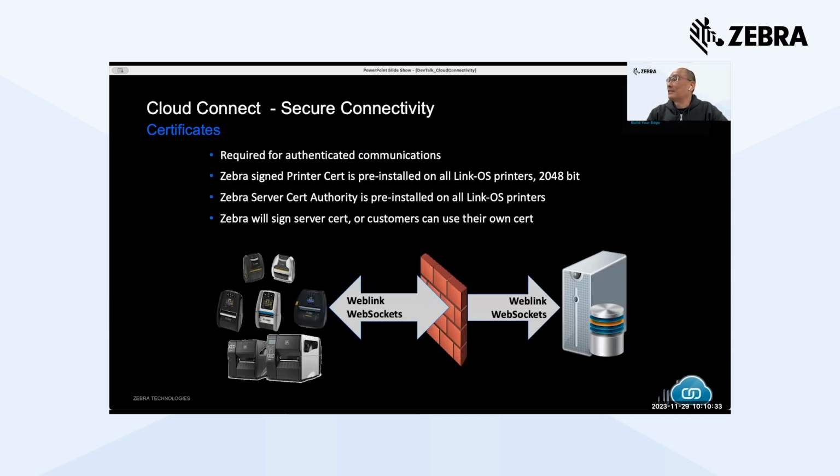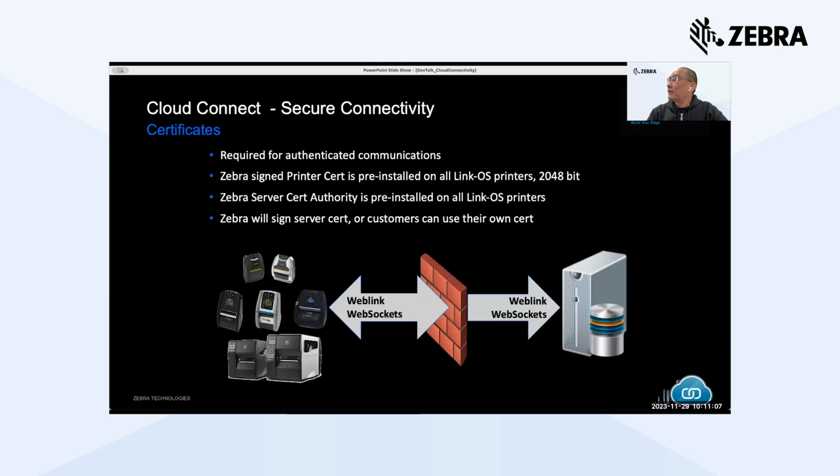So that's why the certificates are essential in this web cloud connectivity. Zebra-signed printer certificates are pre-installed through the firmware for all the Link-OS printers. It's a 2048-bit certificate. For the server certificate, we can provide the Zebra-signed server certificate for the user.